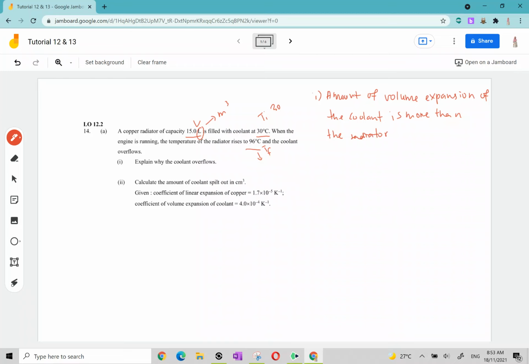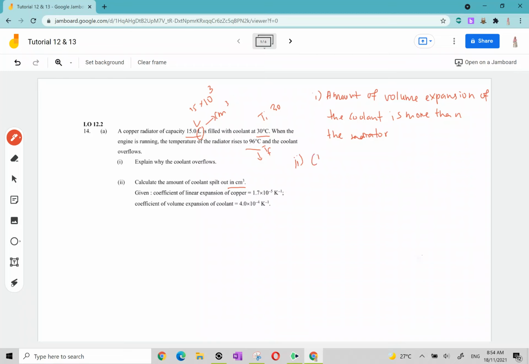Then calculate the amount of coolant spill out in centimeter cube. Okay, so in centimeter cube. But it is given here, if we look, the volume is given in liter. So you have to convert it to centimeter cube. So if we convert to centimeter cube, it becomes 15 times 10 power 3. Okay, so to answer the question number 2, we need to find the delta V of the coolant and also the delta V of the copper.